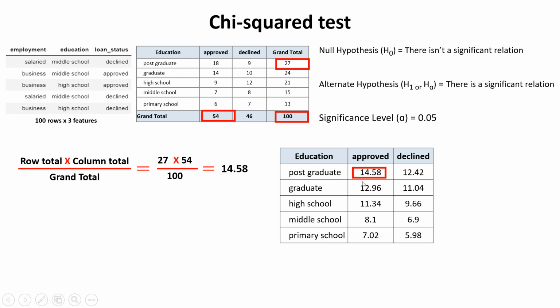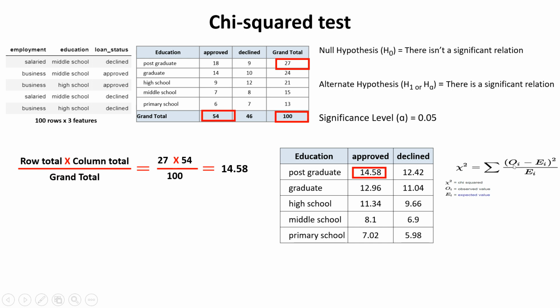What you observe over here is the value which we just calculated. Similarly, it is calculated for graduate, for approved, and the same way it is calculated for decline also. Next step is to calculate the chi-square value. To calculate the chi-square value, this is the formula which we use.